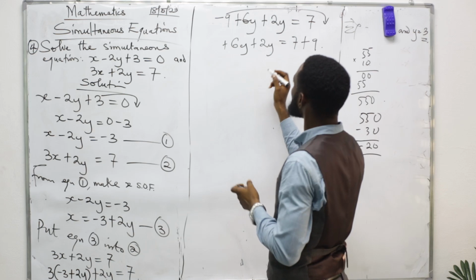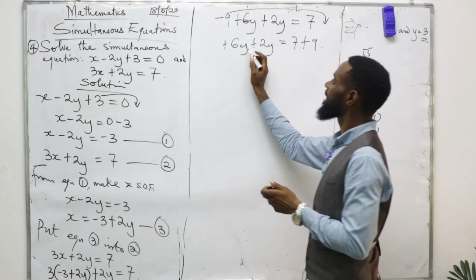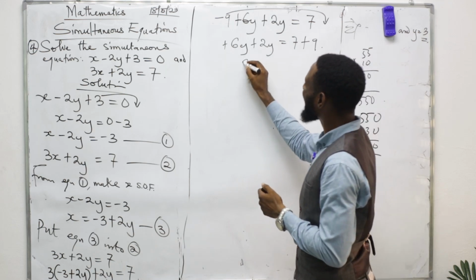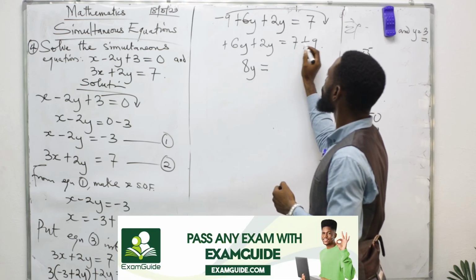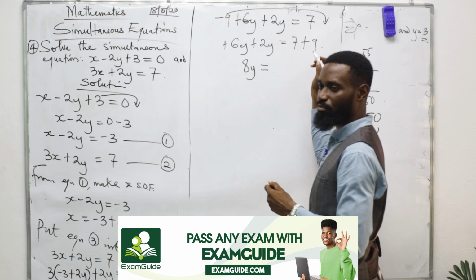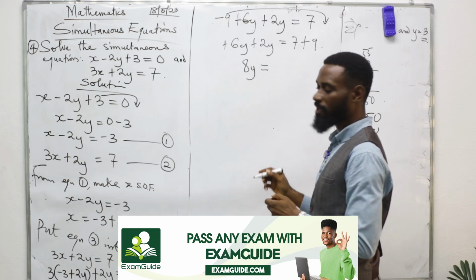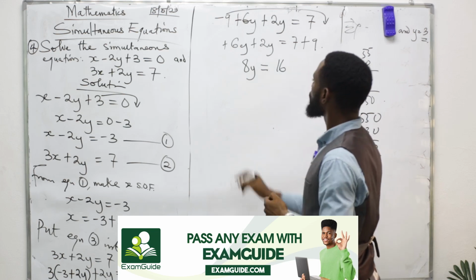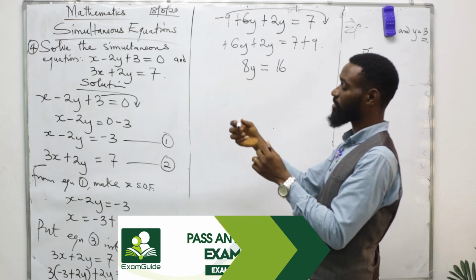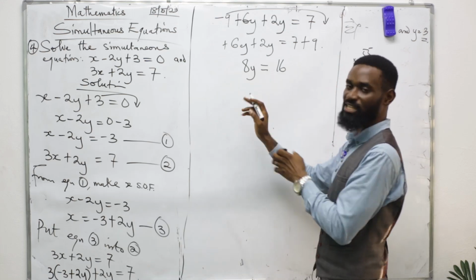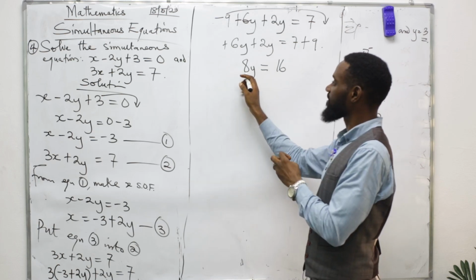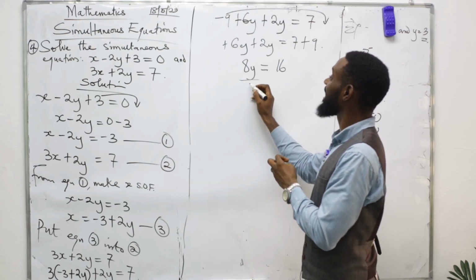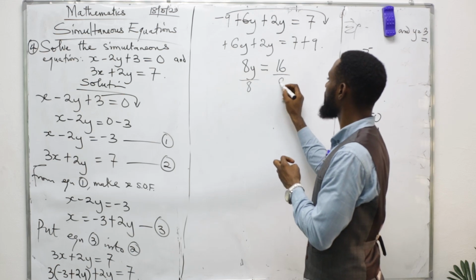So what that will now mean again is 6y plus 2y will give us what? 8y is equal to 7 plus 9. 7 plus 9 is 16. So the next step is divide both sides by the coefficient of y, the coefficient of the variable we're looking for. So that coefficient is 8 here. So 8y divided by 8, 16 divided by 8.